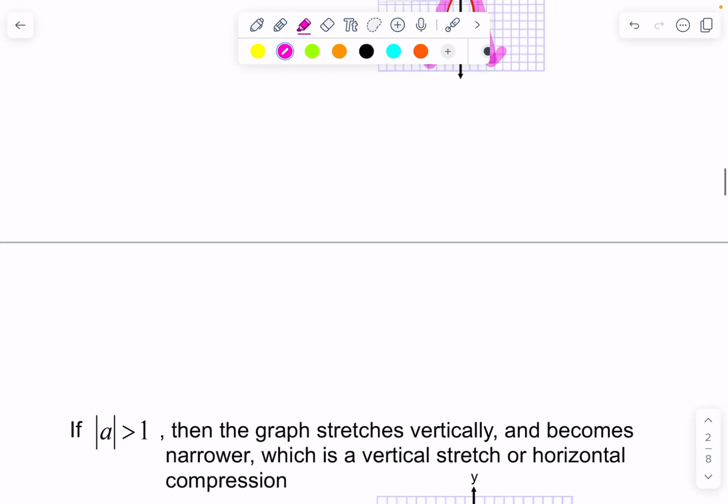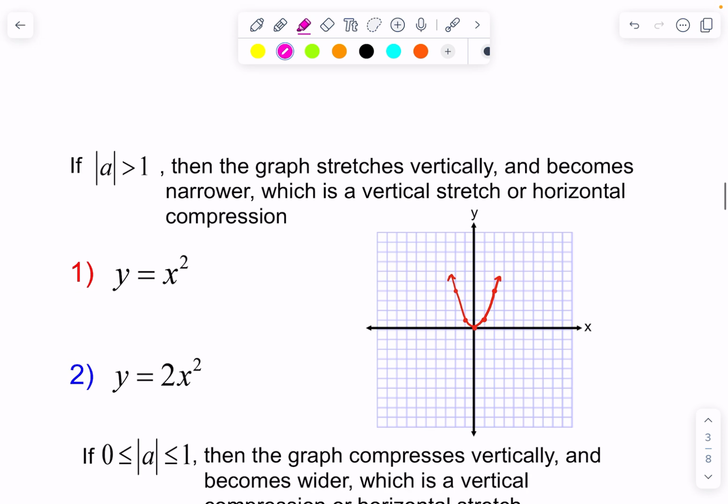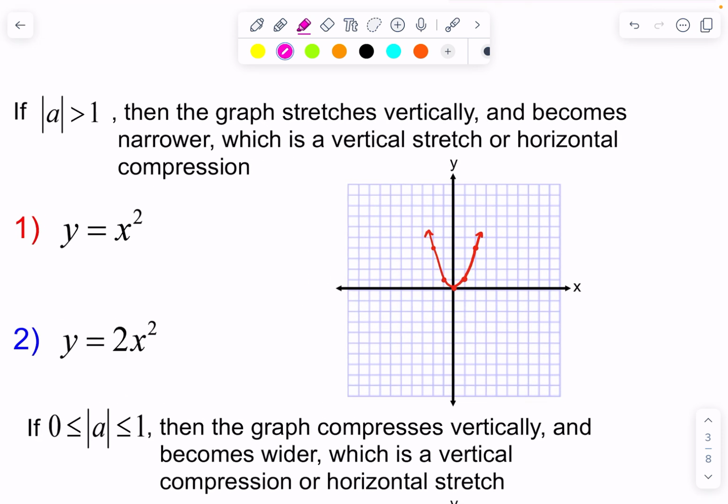Now, beyond whether it points up or down, regardless of if it's positive or negative, if the absolute value of a is greater than 1, then the graph stretches vertically and becomes narrower, which is a vertical stretch or a horizontal compression. So I already graphed the parent function y equals x squared. Let's graph y equals 2x squared so you can see what happens as a gets larger and larger. I'm going to once again use my Morrow 5 here.